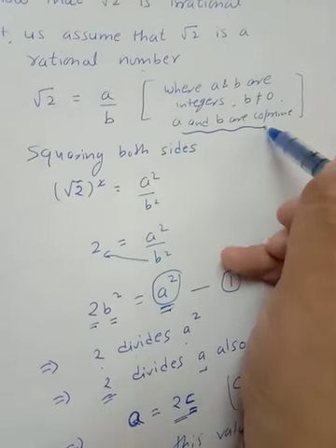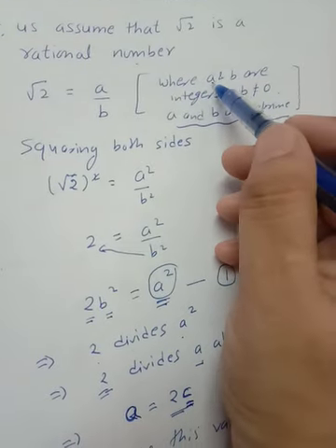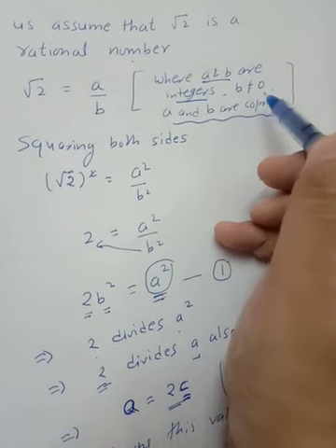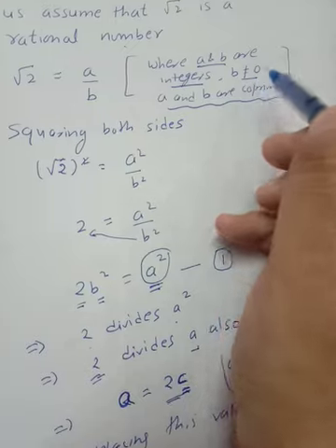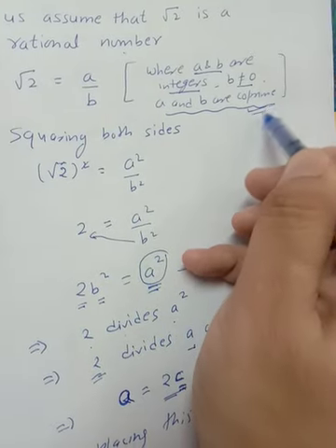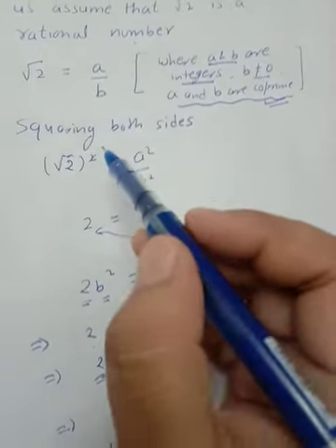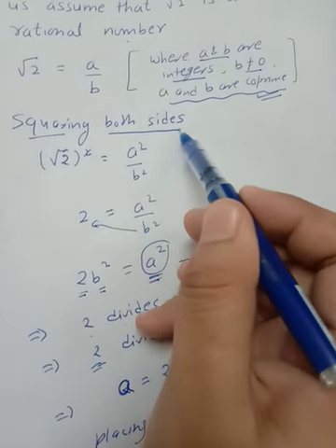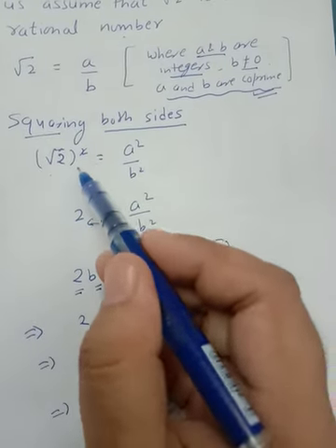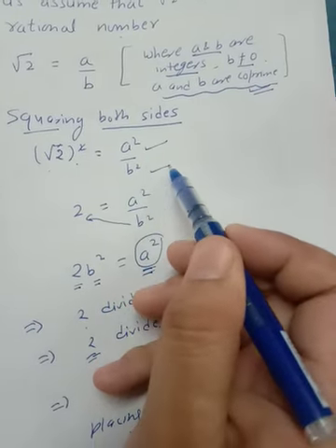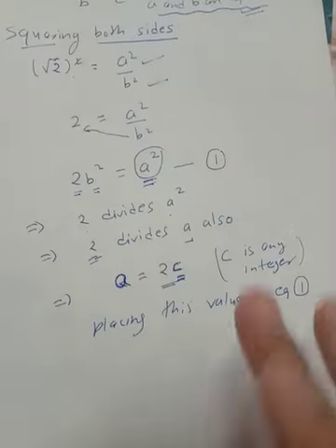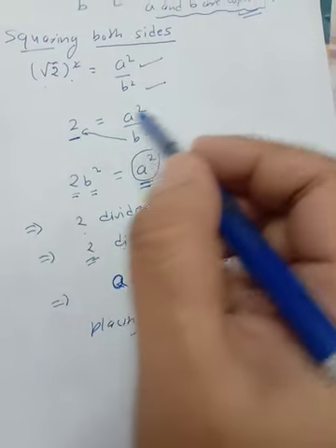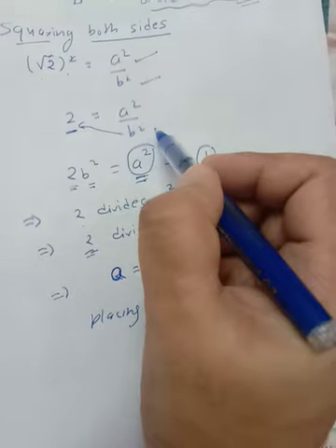This work here is very important. You have to mention a and b are integers, b is not equal to 0, and a and b are coprime. After this, our next step is to square both sides. So root 2 squared equals a squared upon b squared. Root 2 squared is 2, so 2 equals a squared upon b squared.